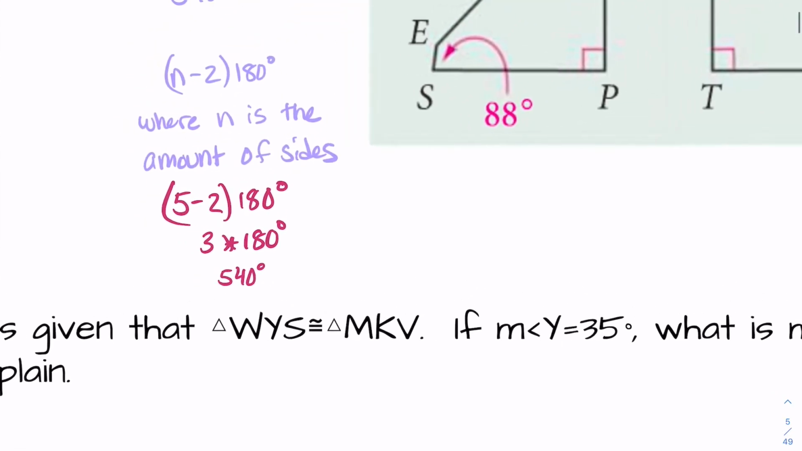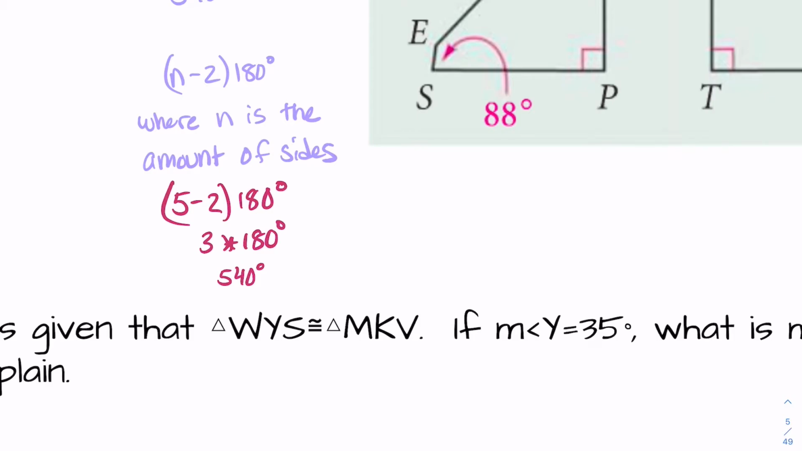And this will work everywhere. Think about a triangle. Triangle has 3 sides. So 3 minus 2 is 1. 1 times 180 is 180. Think about a square or a rectangle, anything with 4 sides, like a trapezoid. 4 minus 2 is 2. 2 times 180 is 360. So there are 360 degrees. Okay? And it's going to travel on.